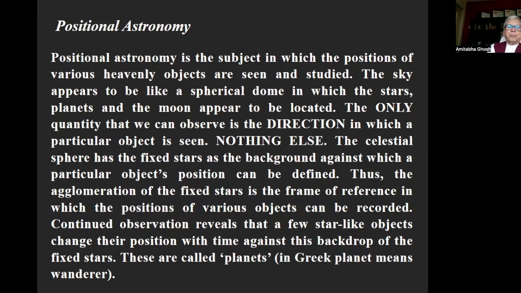Void cannot be a background. So therefore, all the stars, which are called fixed stars, are considered as the background against which a particular object's position can be defined. Now, I think I will also explain here, because it should not be misunderstood. What do you mean by fixed star?